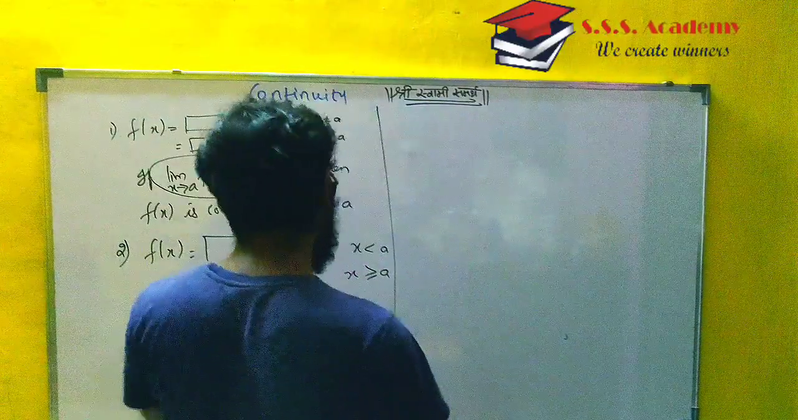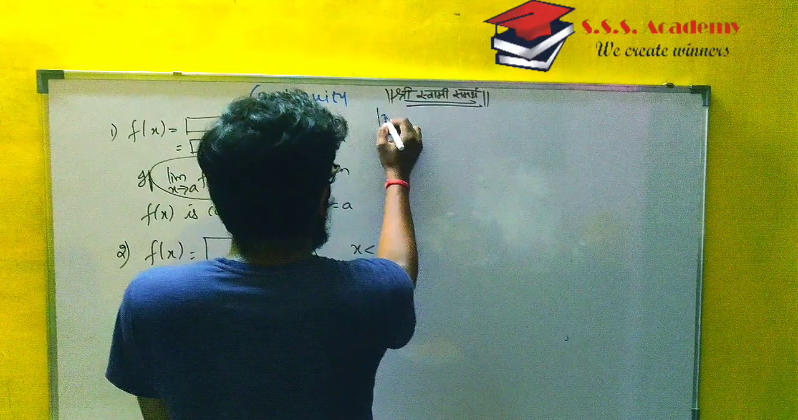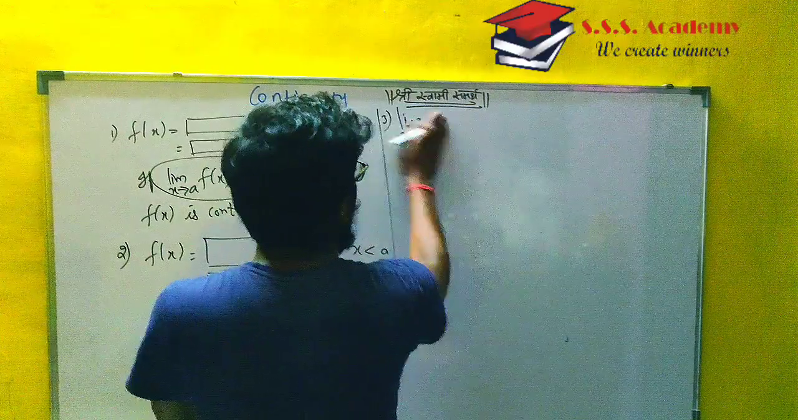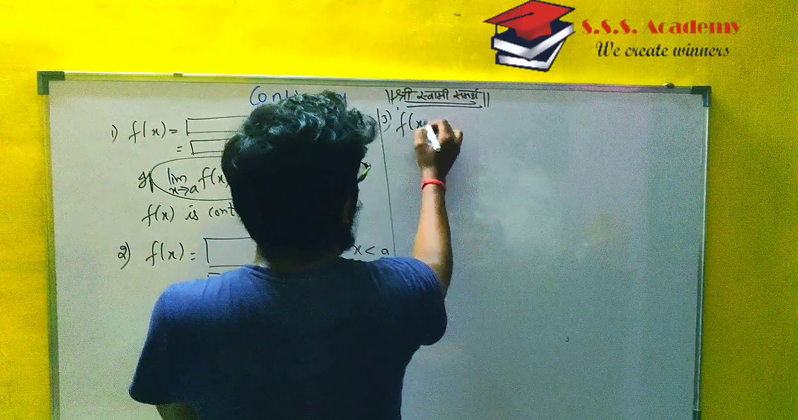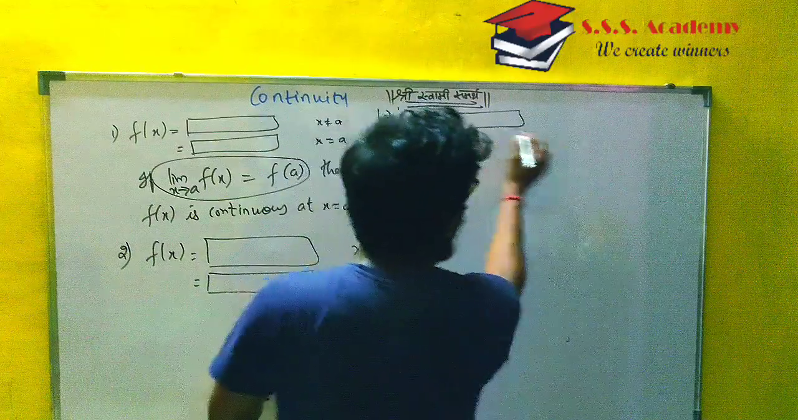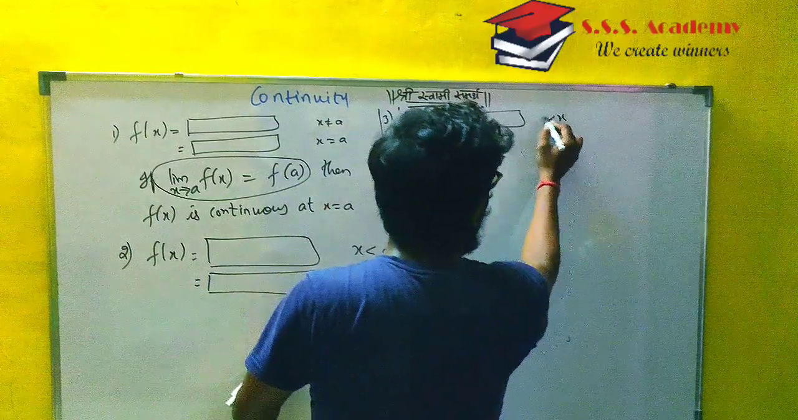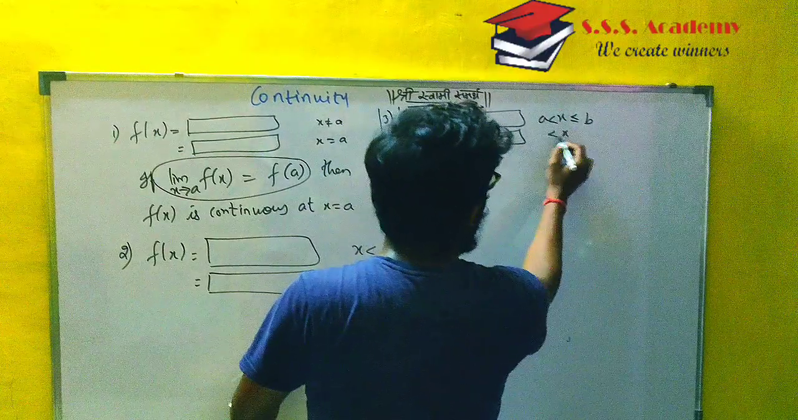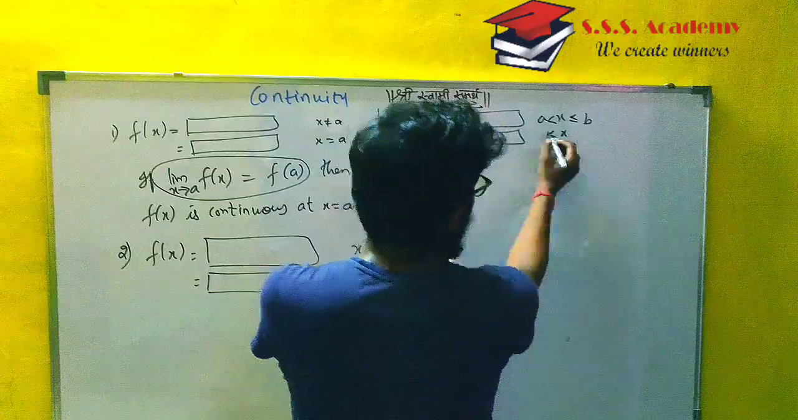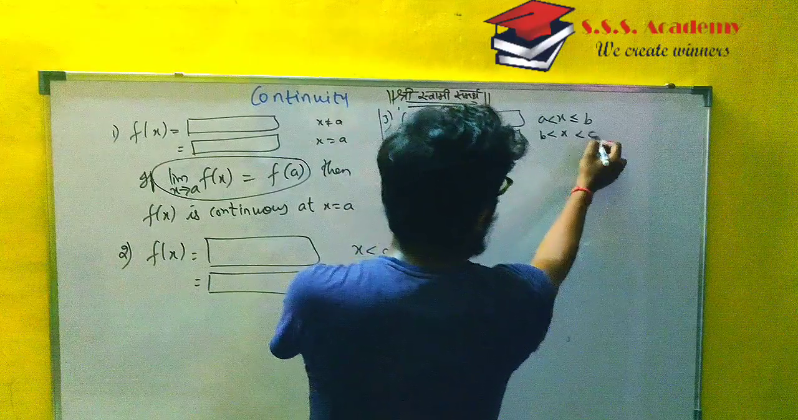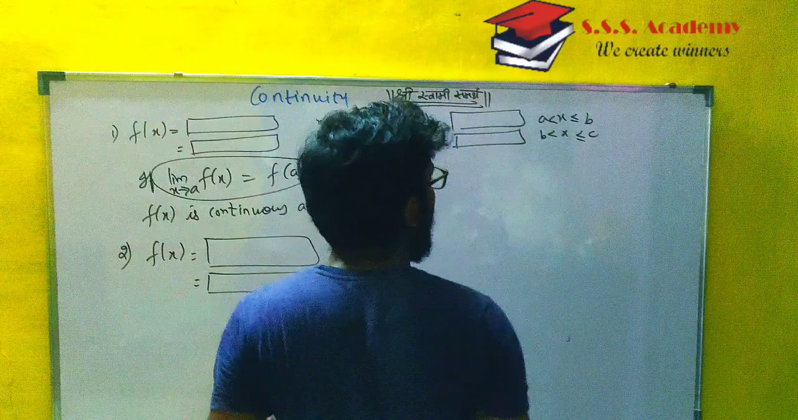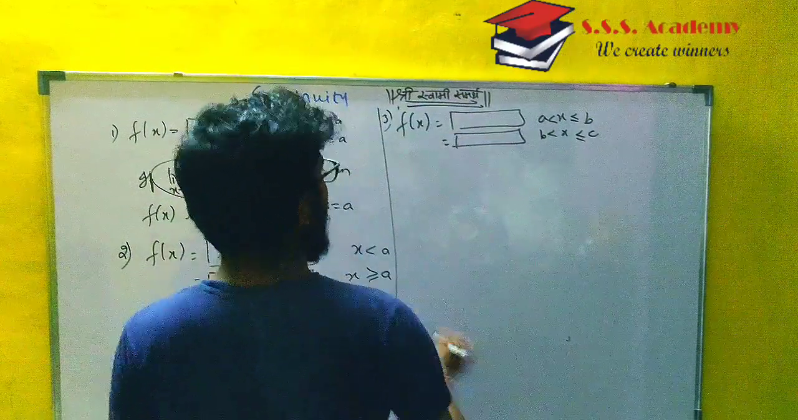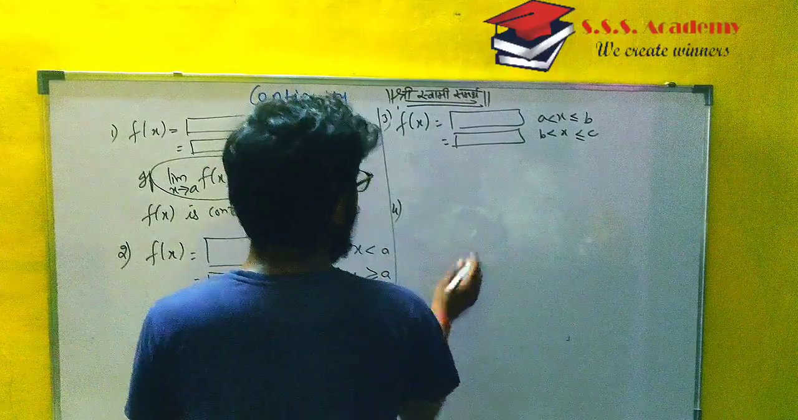Then another way, limit x tends to a, f of x is equal to, if they are giving us this within the interval x greater than a, less than or equal to b, and x greater than b, less than or equal to c, then we'll see how we are going to check whether this type of function is continuous.